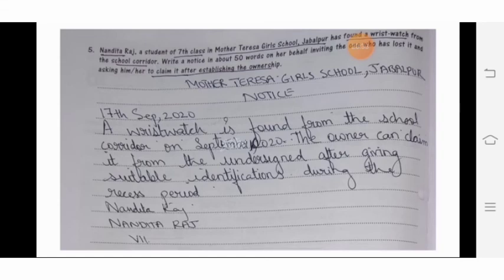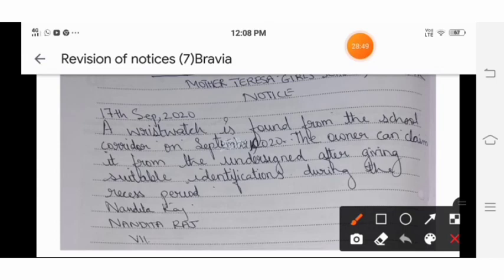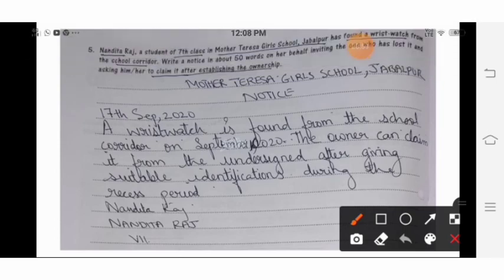Nandita Raj, a student of 7th class in Mother Teresa Girls School, Jabalpur, has found a wristwatch. From where? From the school corridor. Write a notice in about 50 words on her behalf. It's so simple. What I have told you, before starting, what you have to find? You have to simply find out the things which are given in the question. So, the name of the person who will write the notice is given, Nandita Raj. Which class? 7th. Which school? Mother Teresa School. Which thing is found? Wristwatch. Where? From the school corridor. Is it clear?